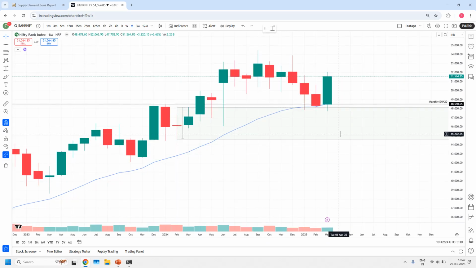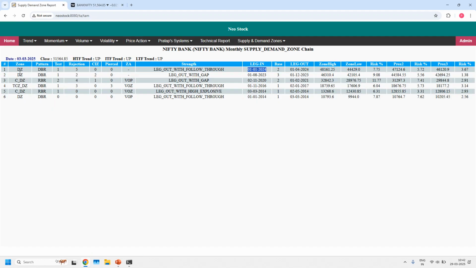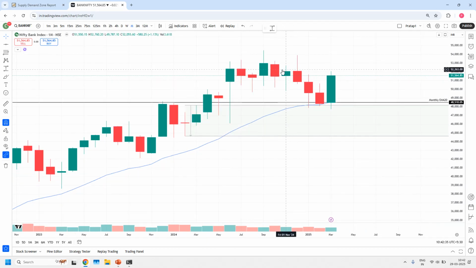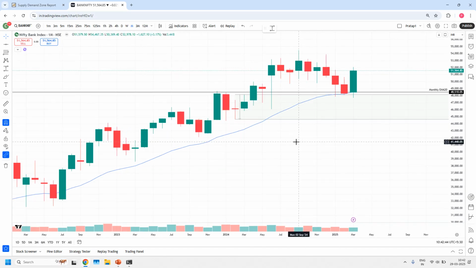Now let's move on to the next time frame, weekly. And did you observe any supply zones? No. This is the all-time high monthly demand zone. This is the point. If a supply zone is not there, then the immediately available demand zone is called the all-time high demand zone. So this is at monthly all-time high demand zone.